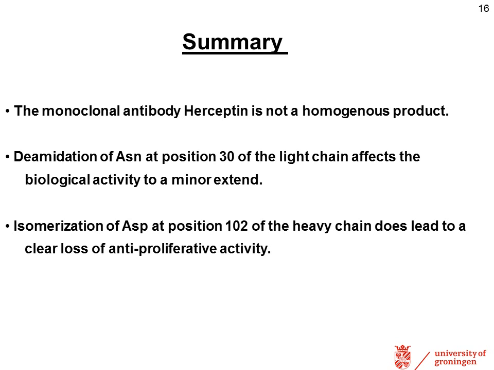It was shown that deamidation of asparagine at position 30 occurs in the light chain, and it affects the biological activity, although only to a minor extent. Other positions have also been shown to be either deamidated or isomerized. For example, aspartic acid at position 102 of the heavy chain was isomerized to isoaspartic acid, and this led to an almost complete loss of anti-proliferative activity.